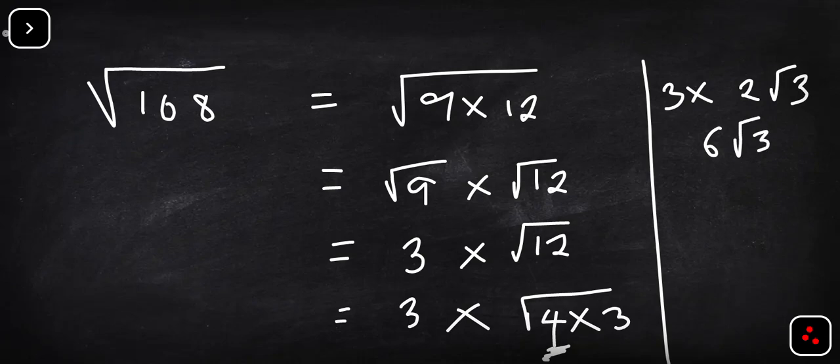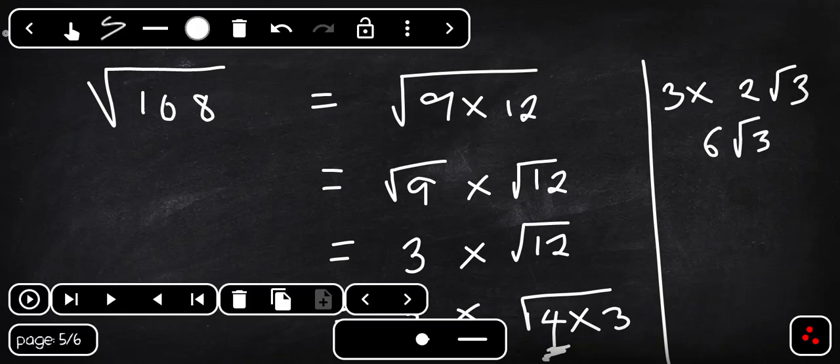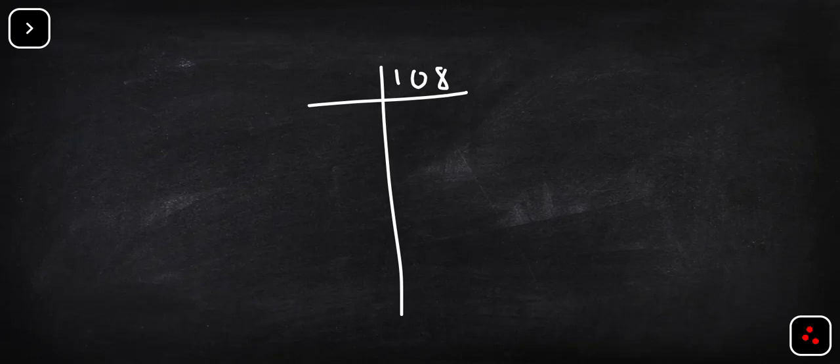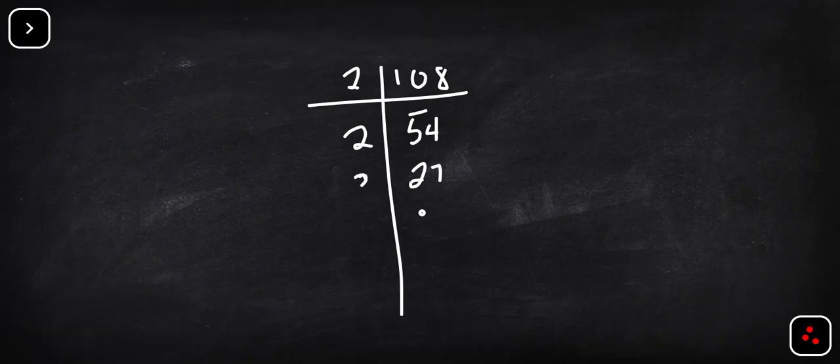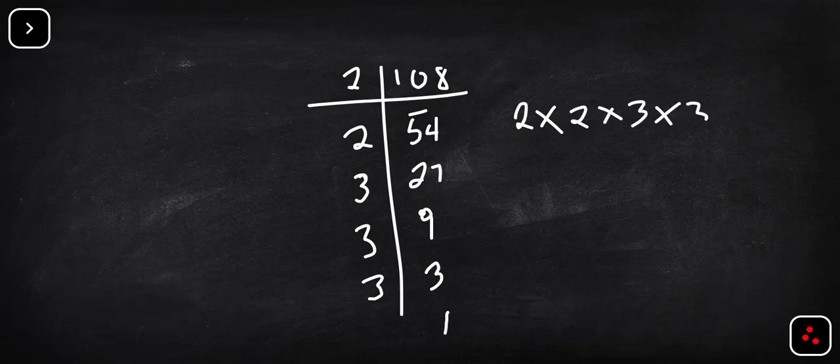Or I can decide that I want to use prime factorization. Now let me explain what I mean by prime factorization. It means you divide a number by prime numbers, starting with 2. So if 2 divides 108, we get 54, right? If 2 divides 54, we get 27. 2 cannot divide 27, sorry. If 3 divides 27, we get 9, and 3 into 9 is 3, 3 into 3 is 1. So we have 2 times 2 times 3 times 3 times 3.